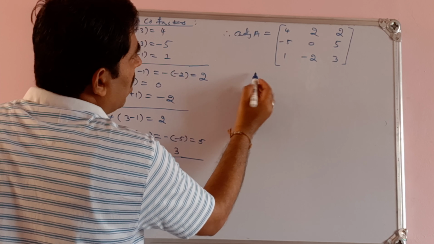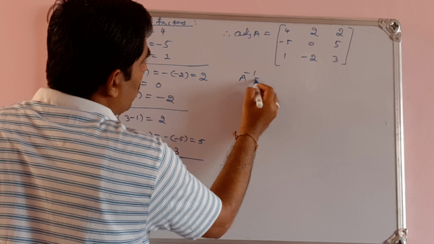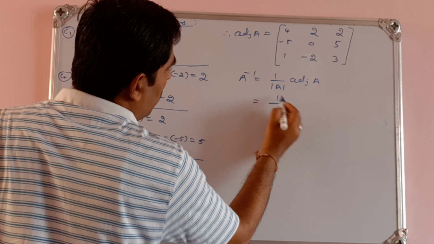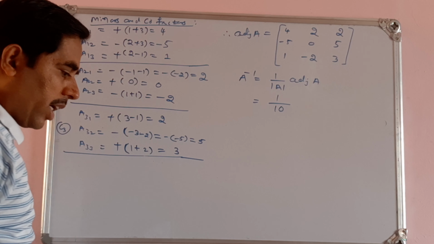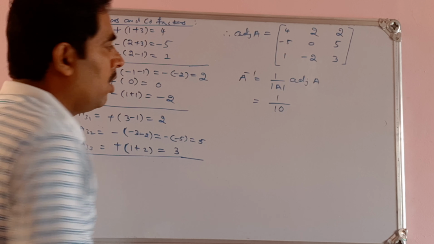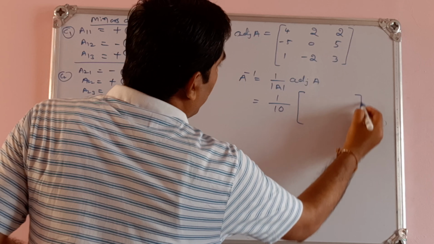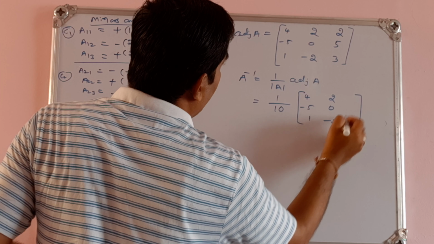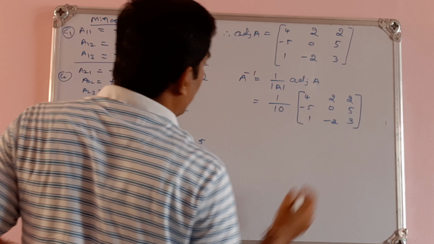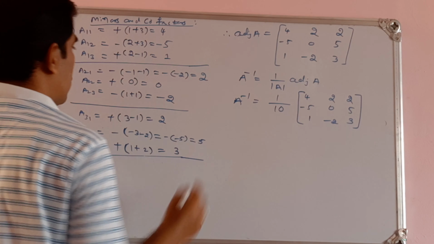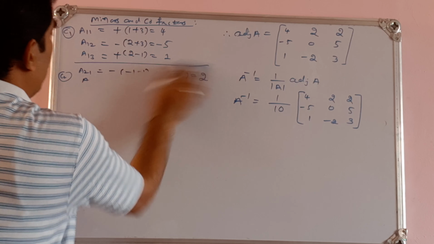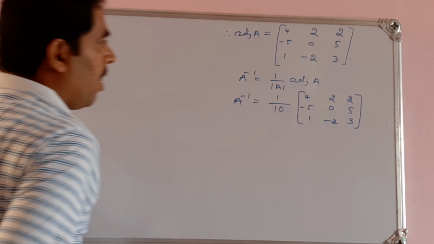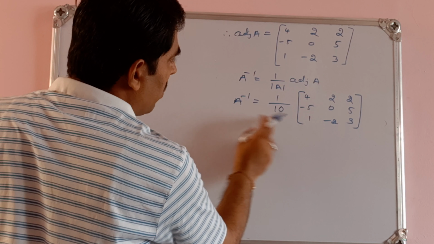So next we have to find A inverse. A inverse is equal to, the formula is 1 by determinant of A into adjoint A. The determinant of A we have calculated as 10. So 1 by 10 into the adjoint I have written: 4, minus 5, 1; 2, 0, minus 2; 2, 5, 3. This is the inverse of the matrix. So A inverse is equal to this one.